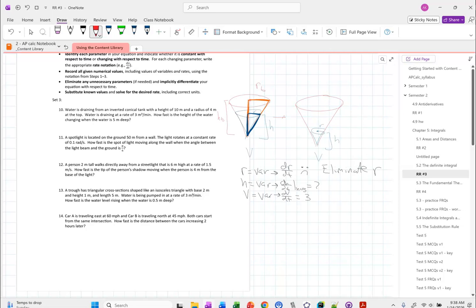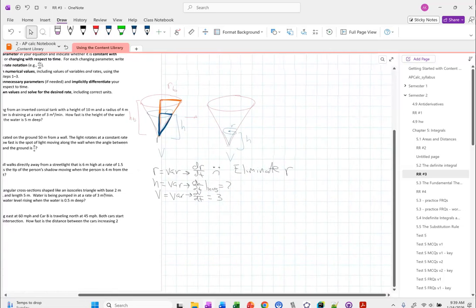Or if you're given a situation where you have two overlapping triangles, I think with number 12 with the person walking away from the light, when you draw your picture, you're going to end up with, again, two triangles nested inside of each other. Another similar triangle situation I think you'll need to use there.